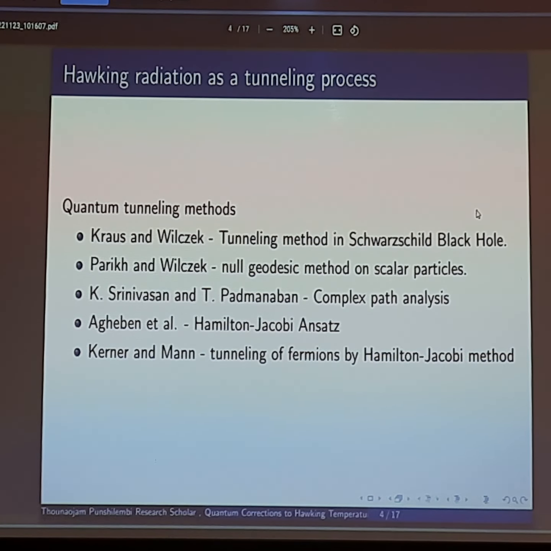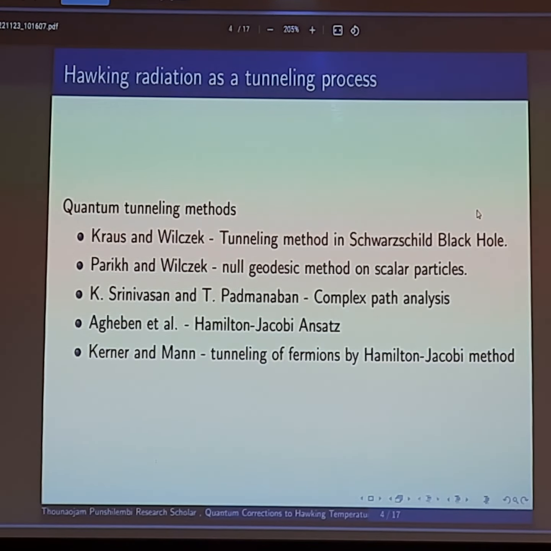Hawking radiation has been studied as a tunneling process where the emitted particles tunnel across the event horizon of the black hole, which acts as a barrier, and this process helps in understanding the underlying physical process of the Hawking radiation. The quantum tunneling methods we have are the geodesic method by Parikh, Wilczek and Kraus, and another is the Hamilton-Jacobi ansatz by Angheben, which is an extension of the work by Padmanabhan.